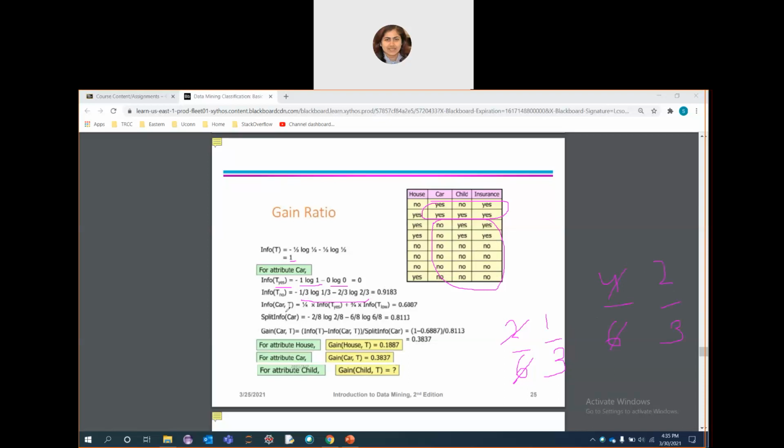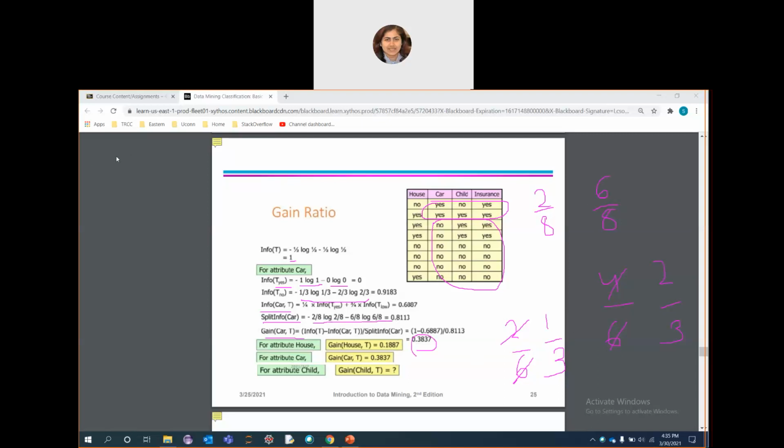Next, in the same way, the entropy of the given attribute car is determined. Then split info is determined how? Out of total 8 instances, how many of them are yes? 2 by 8. And how many of them are no? 6 by 8. We just basically use that in our split info. After you get this, you calculate the gain value.